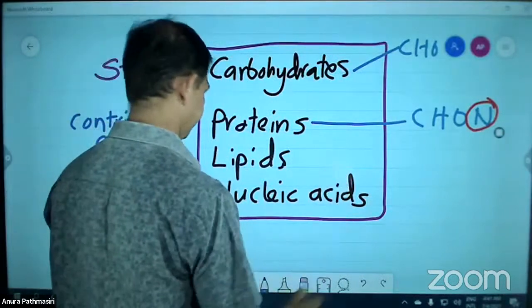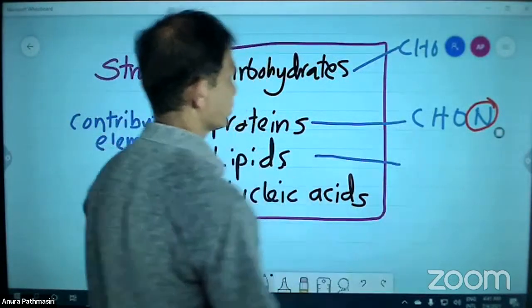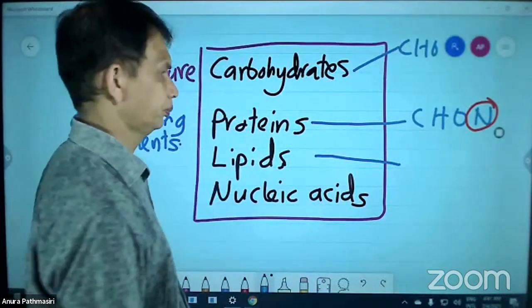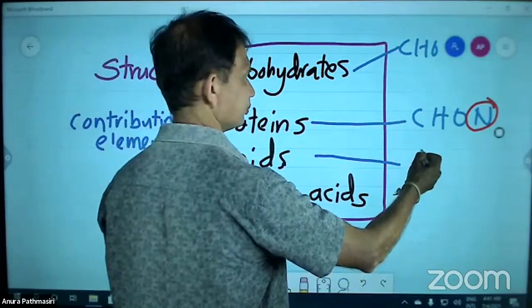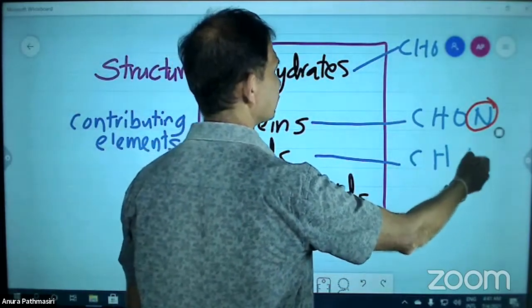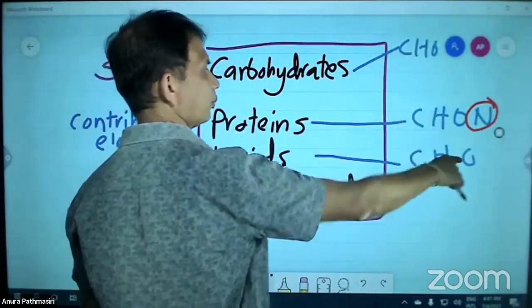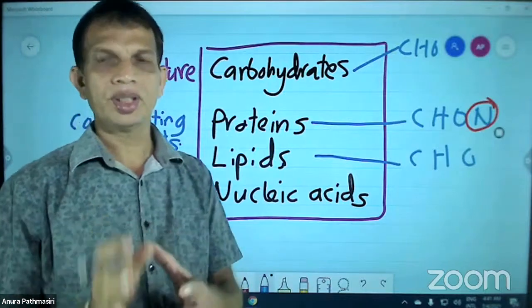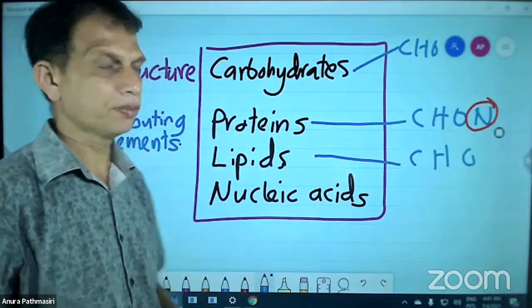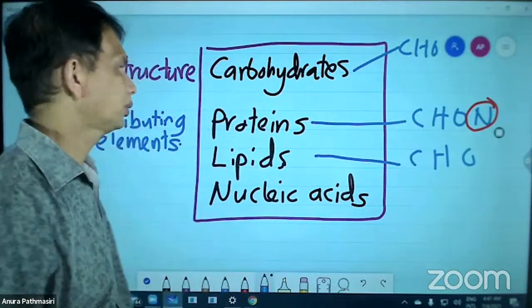So lipid. What are the contributing elements for lipid? Carbon, hydrogen, and oxygen. There are carbon, hydrogen, oxygen even in the carbohydrates and lipids, but the ratio of combining will be different. That's why we want to study about the structure of carbohydrate.